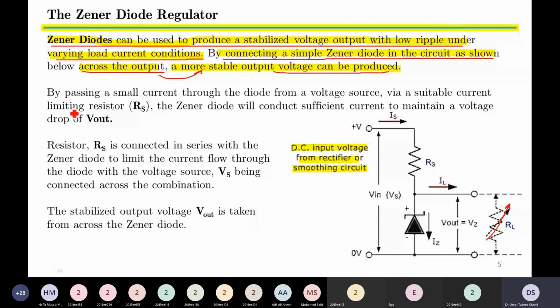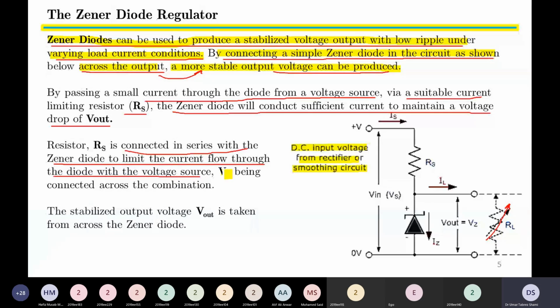Okay, so next, by passing a small current through the diode from a voltage source via a stable current limiting resistance Rs, the Zener diode will conduct sufficient current to maintain a voltage drop of Vout. In this paragraph, what we have learned is that in order to use a Zener diode, we need a limiting resistance called Rs. This limiting resistance will always produce a suitable limiting current, which is essential for the production of output voltage. The resistance Rs is connected in series with the Zener diode to limit the current flow through the diode with the voltage source, Vs. And finally, the stabilized output voltage Vout is taken across the Zener diode.